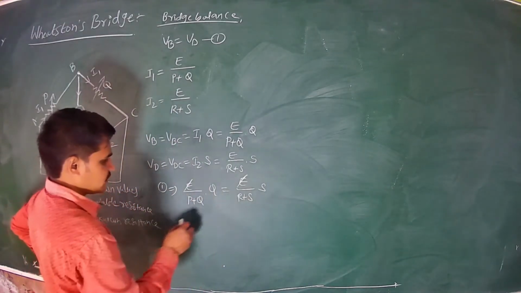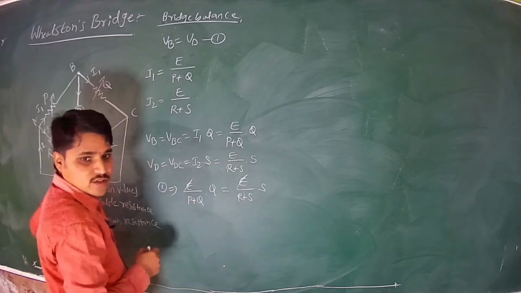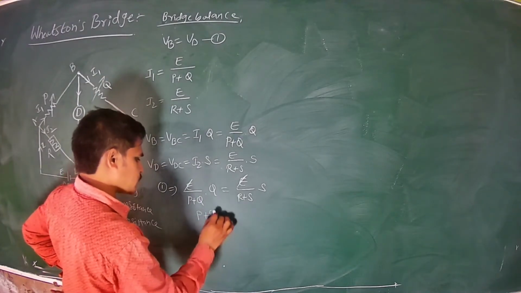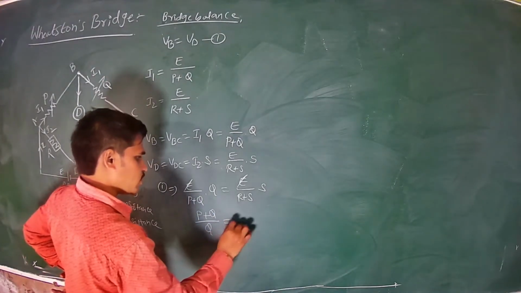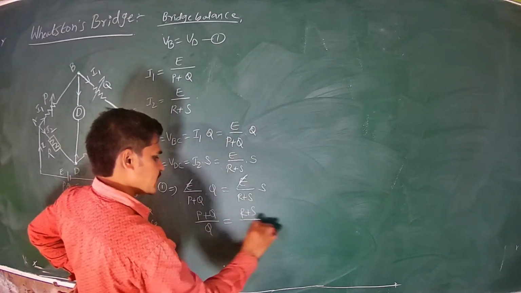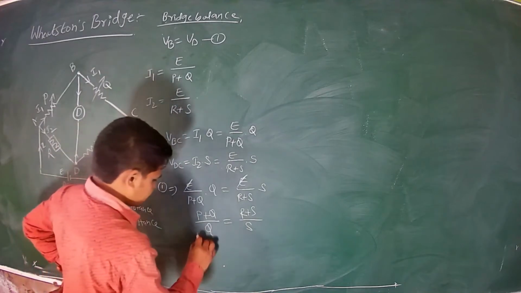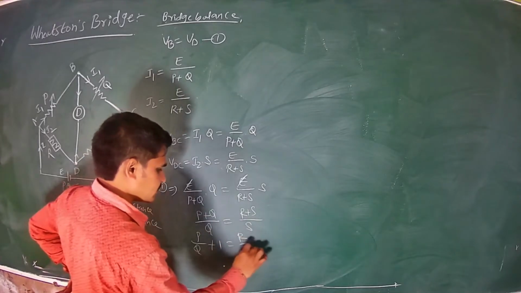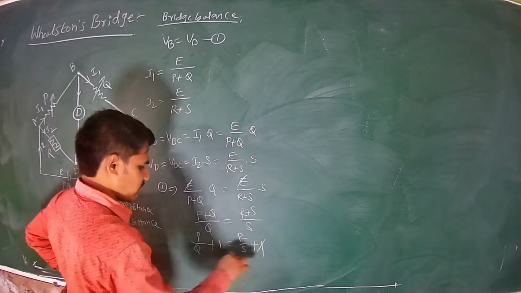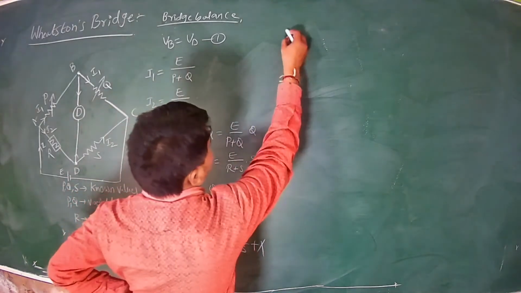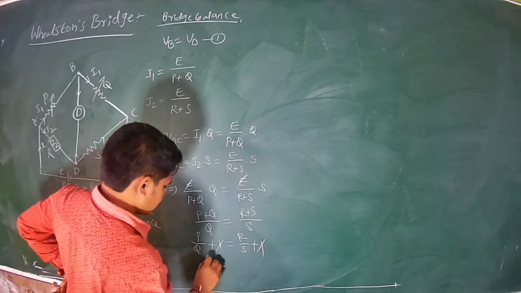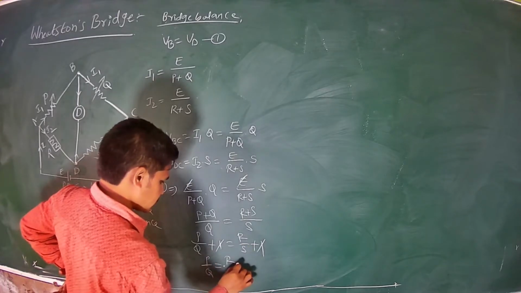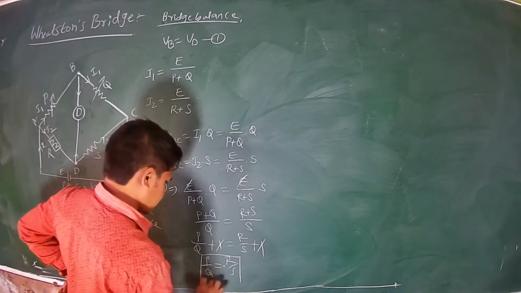So E cancels, therefore Q by P plus Q equals S by R plus S. Taking the reciprocal on both sides, P plus Q by Q equals R plus S by S. Then P by Q plus Q by Q is 1, and R by S plus S by S is 1, so the 1 cancels. Therefore the condition is P by Q equals R by S. This is the bridge balance condition.